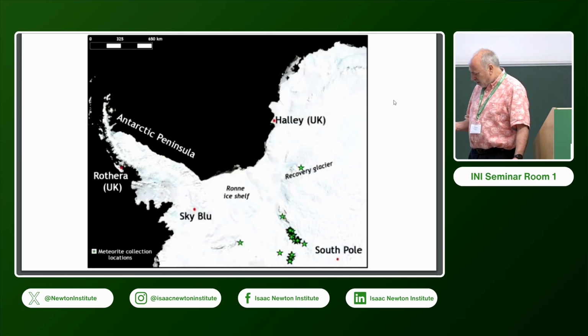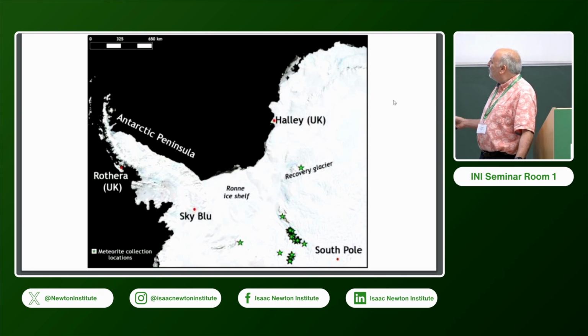So this is a picture from a paper I've been involved in, showing the British part of the Antarctic, and we have Rothera, Halley and Sky Blue, 3 sites where we have bases.